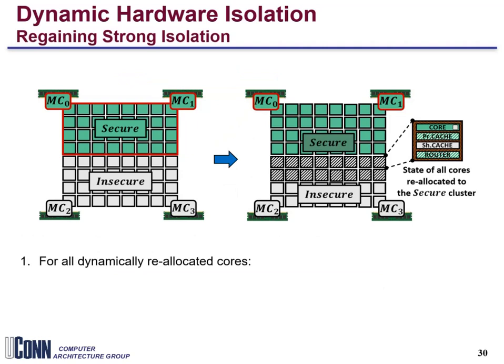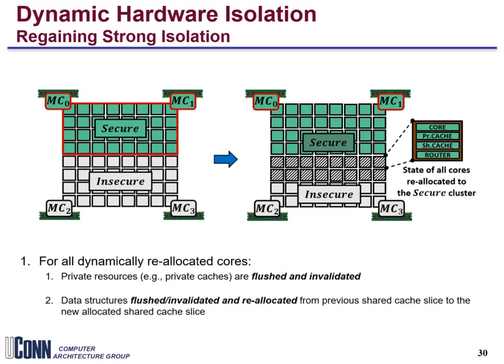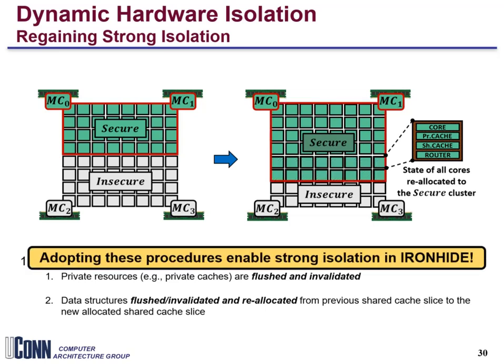To regain the strong isolation and to enable secure reconfiguration of clusters for all dynamically reallocated cores, the private resources, that is, the private caches and TLBs, pipeline buffers, are flushed and invalidated, and the memory pages are flushed, invalidated, and reallocated such that each cluster now holds the data for its respective deployed processes. Adopting these procedures closes all the leakage channels and regains strong isolation guarantees.